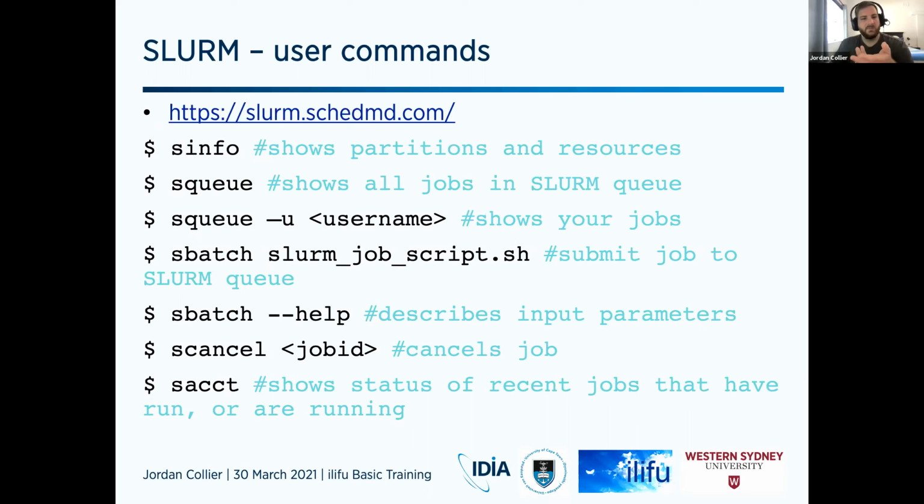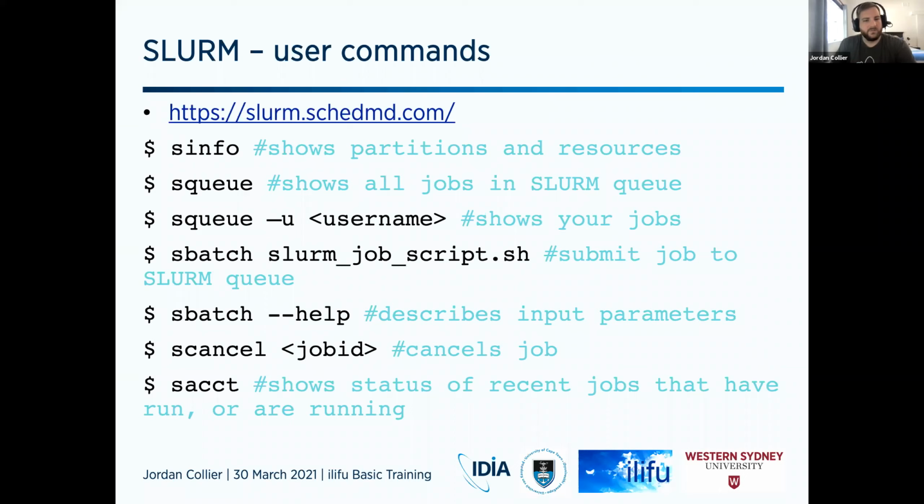You can submit a batch job through sbatch and then the name of the sbatch script you wrote. You can also pull up the help with the help option. You can cancel a job with scancel and then the job ID. And you're given this job ID once you run the sbatch command. It outputs to your screen what the job ID is. Or if you forget it, you can pull up squeue or sacct.